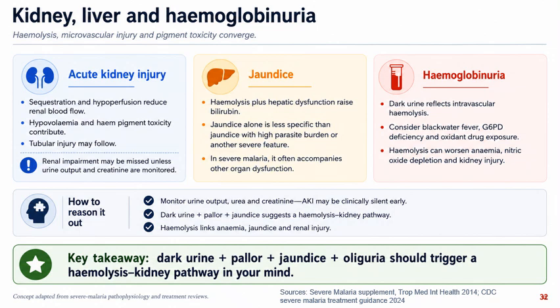Kidney injury in severe malaria results from several converging mechanisms. Sequestration and hypoperfusion reduce renal blood flow. Hypovolemia worsens perfusion. Inflammation injures the microvasculature, and free heme pigment can damage renal tubules as well. So monitoring urine output, urea and creatinine is important because renal injury may be clinically silent in early cases. Jaundice may reflect hemolysis plus hepatic dysfunction and is more meaningful when accompanied by high parasite burden.